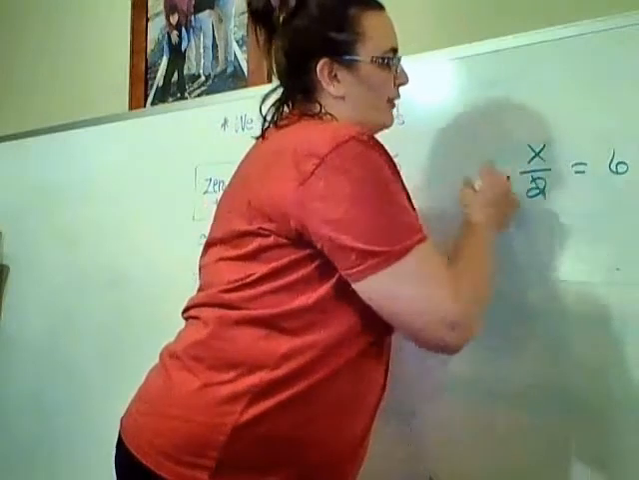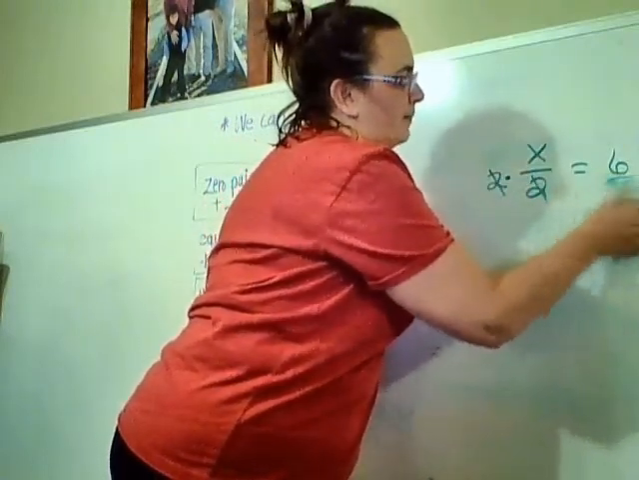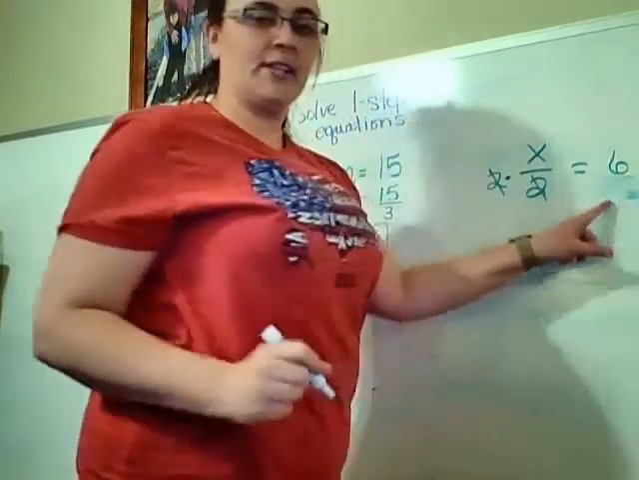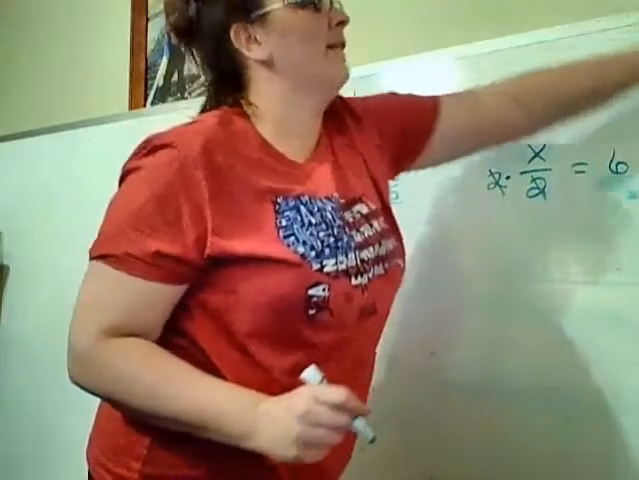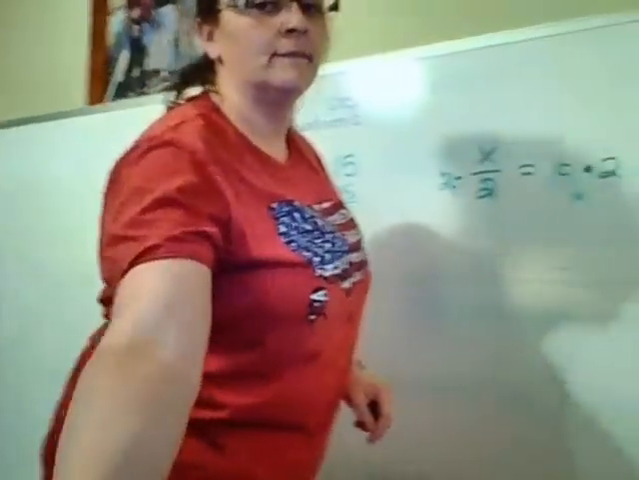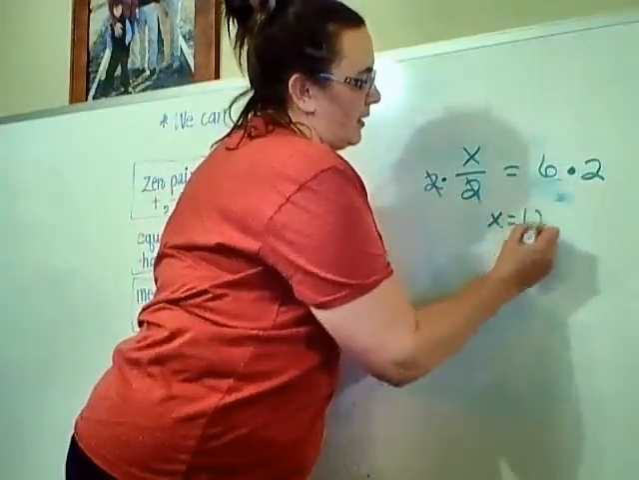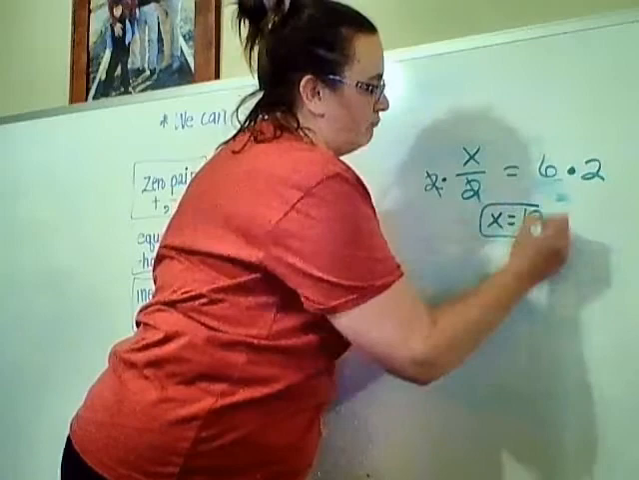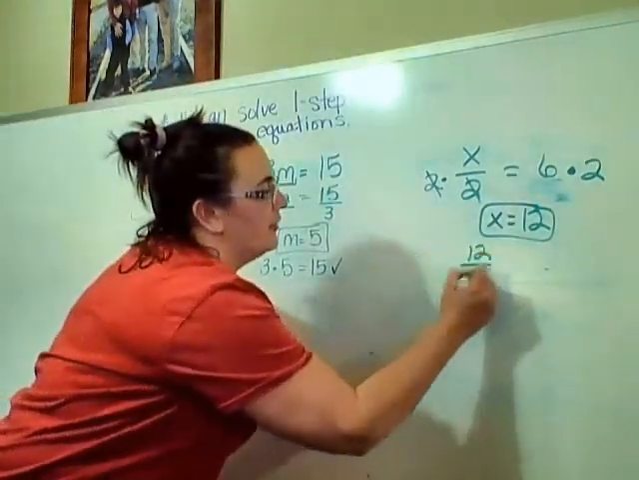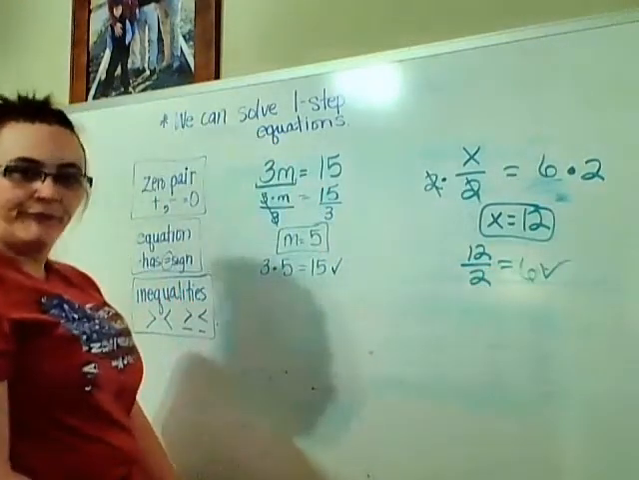And whatever I do over here, I have to do here. Oops, and I'm not dividing. I'm timesing. And 6 times 2 is 12. So x equals 12. So then I can plug in 12 for x. I can say, okay, 12 divided by 2, yes, that's 6. It checks out.